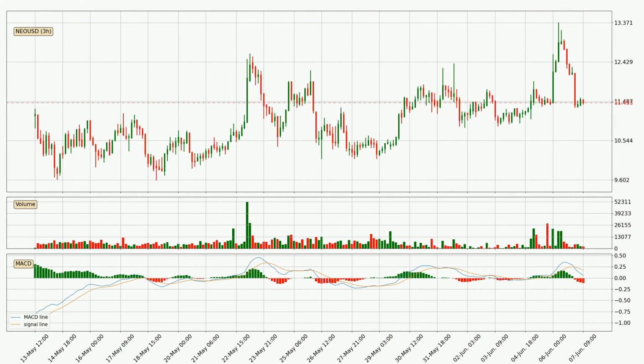Moving to the 3-hourly MACD, the MACD line is below the signal line, which shows that the current trend is on the downside. The MACD histogram shows that the momentum is currently strong, and it could be expected the price to go further to the downside.